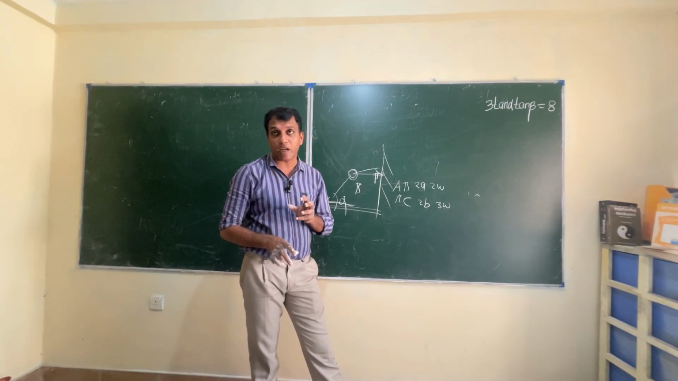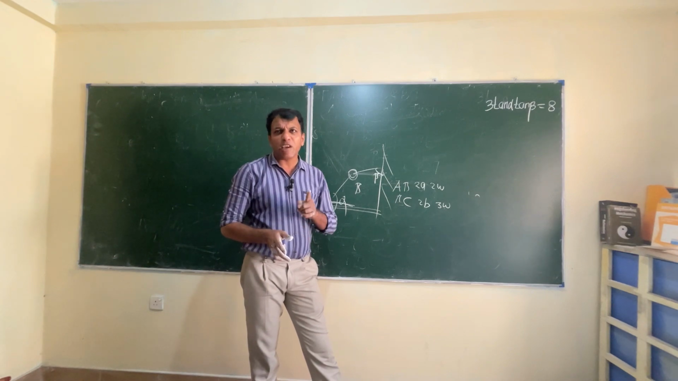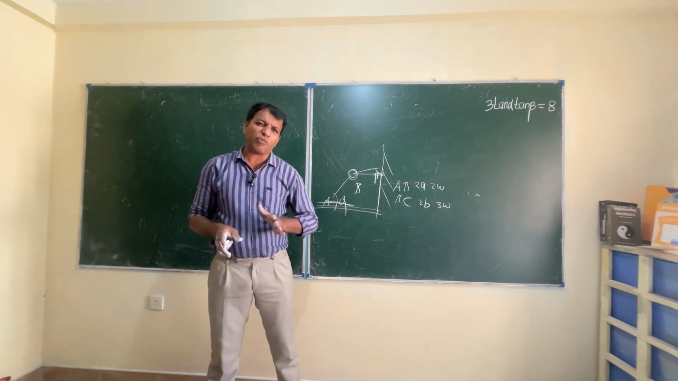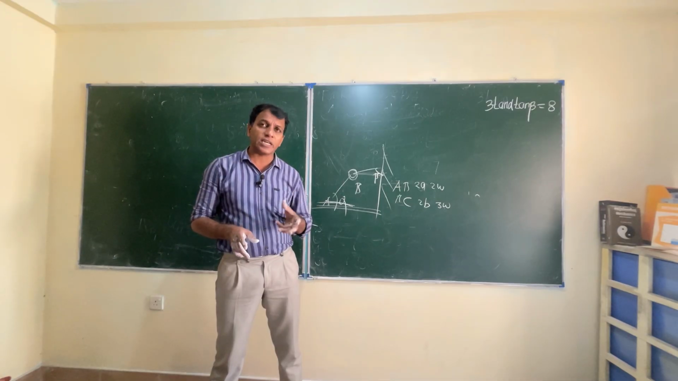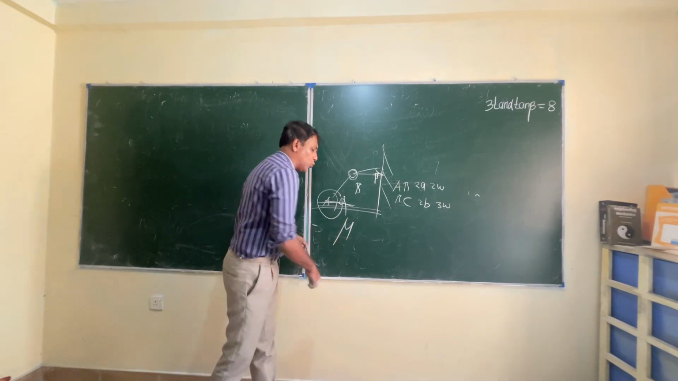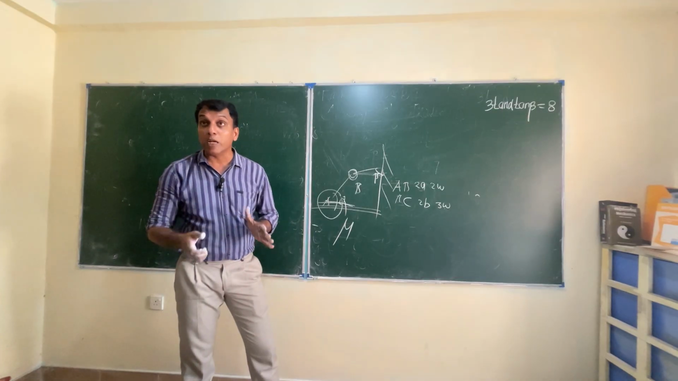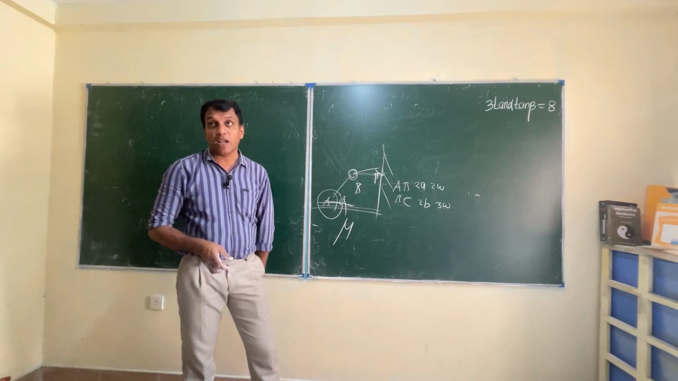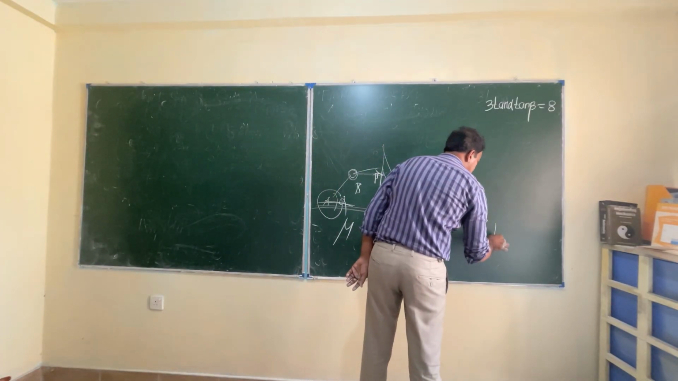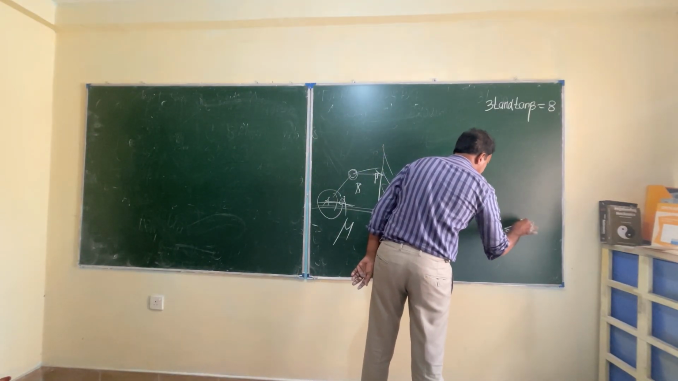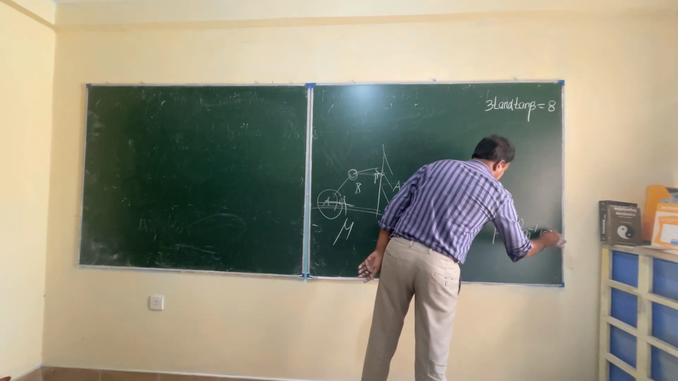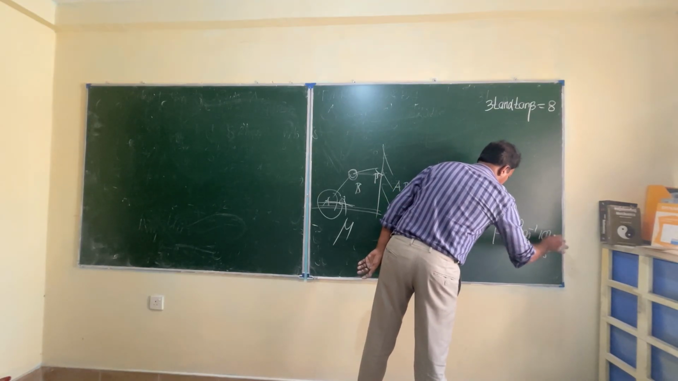Later they say that if mu is the coefficient of friction, here there is friction mu. For equilibrium, tan beta is less than or equal to 10 mu over 3, or beta is less than or equal to tan inverse of 10 mu over 3, right?